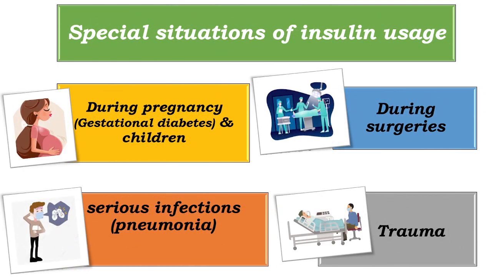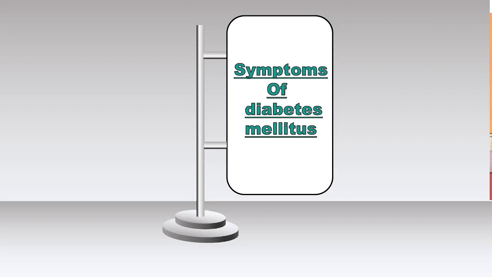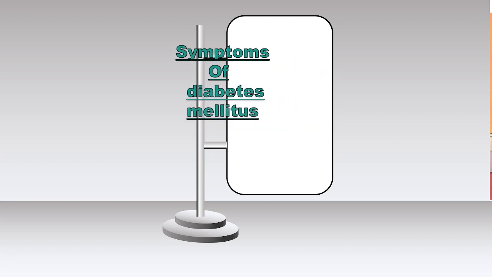Special situations of insulin usage: during pregnancy, gestational diabetes, and in children. During surgeries. Serious infections like pneumonia and trauma. These are the conditions to be treated only with insulin, but not with oral drugs, because of insulin's good safety profile.